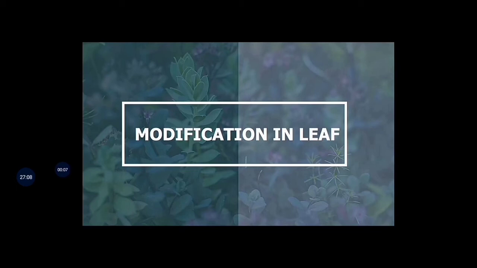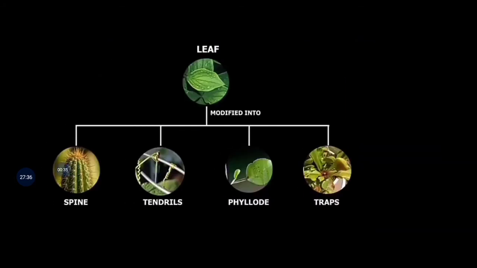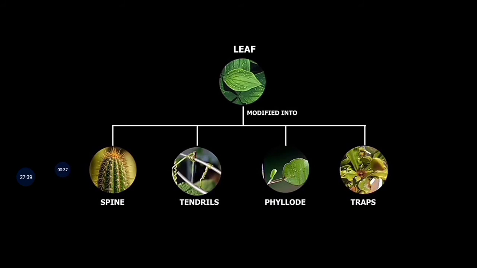Modification in leaf. Normally, the leaf's purpose is to exchange gases and also to prepare food for plants through photosynthesis. But in some plants, these leaves are modified into some other plant parts to perform some functions. This we call leaf modification. The leaf modifications are of different types. There are 4 different modified categories.